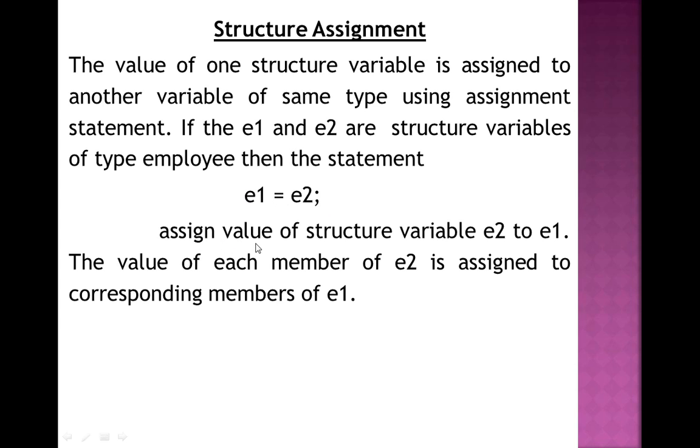This assigns the value of structure variable E2 to E1. The value of each member of E2 is assigned to the corresponding member of E1. Suppose there are 5 elements A, B, C, D, E in E1, and 5 elements W, X, Y, Z, A in E2. So A is assigned W, B is assigned X, C is assigned Y, D is assigned Z, and E is assigned A.